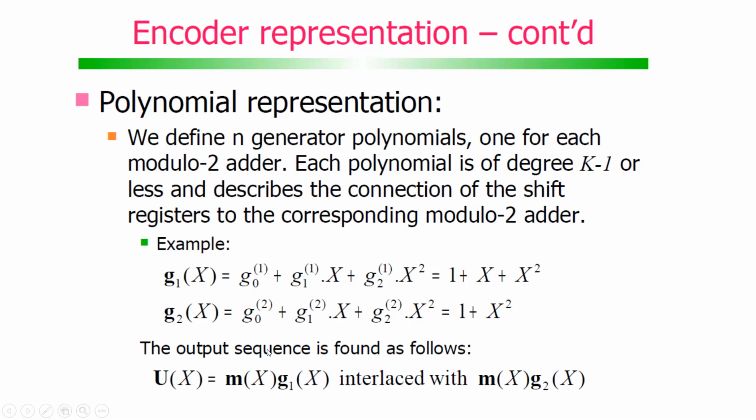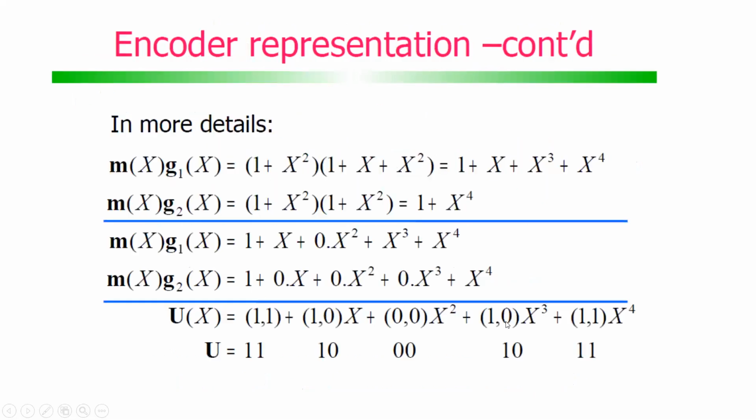But for the second case, the coefficients were 1, 0, 1. That means the coefficient for x is 0. So therefore it is 1 plus x square. So by looking at the polynomial itself, we can say that all the 3 connections are going into the XOR gate, and looking at this polynomial 1 plus x square, we can say that 2 connections are going into the XOR gate. And what was the message vector? Message vector was 1, 0, 1. So the polynomial representation of 1, 0, 1 is 1 plus x square.